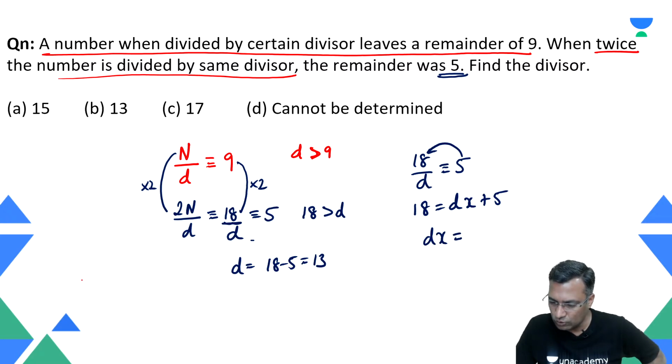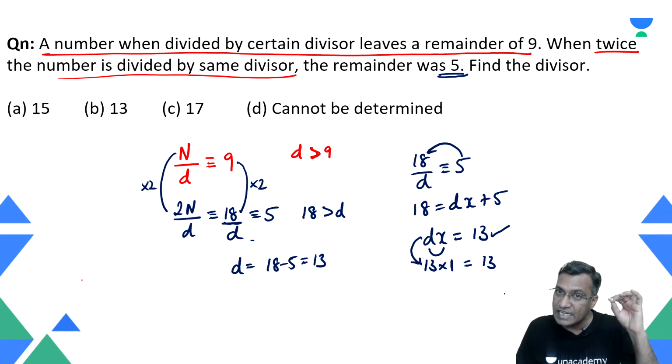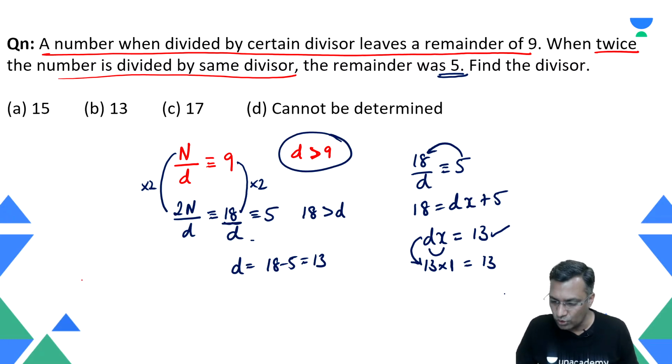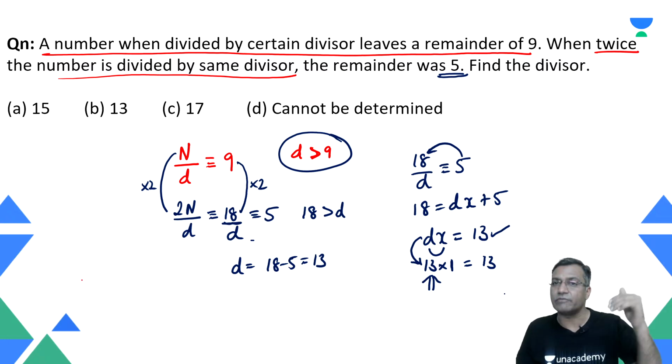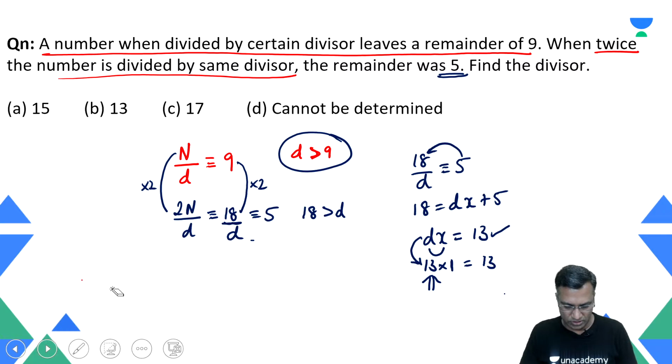What is d times x? d times x is equal to 18 minus 5, which becomes 13, which means the product of two numbers is equal to 13. Since 13 is a prime number, it should be 13 into 1 is equal to 13. The divisor has to be 13. Remember, it is not that the quotient is 13; the divisor has to be 13. Why? Because I said the divisor has to be greater than 9, so there is only one possible value for the divisor, which is this. In other words, to interpret it quickly, you would have just looked at these two pieces of information.